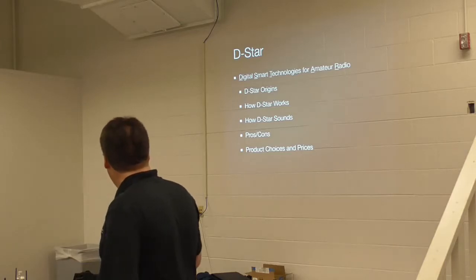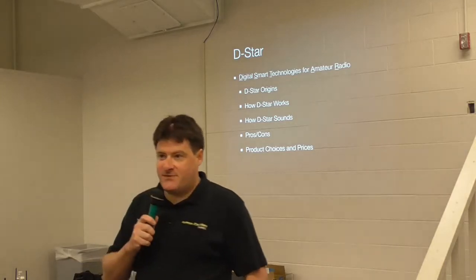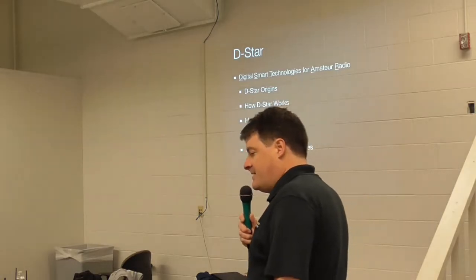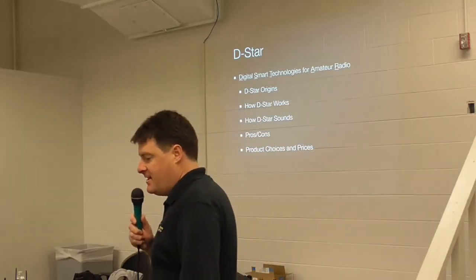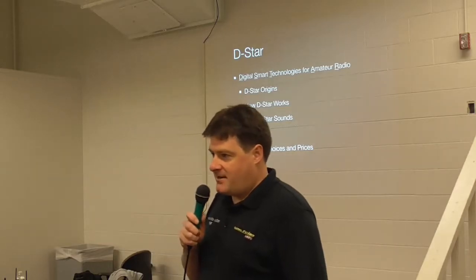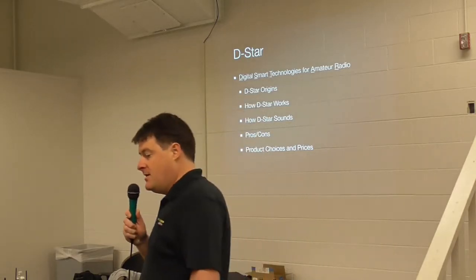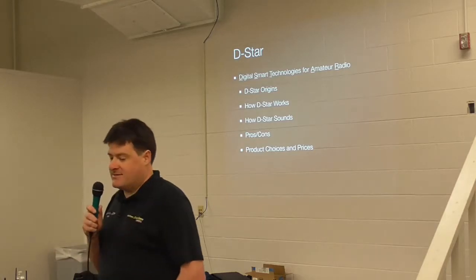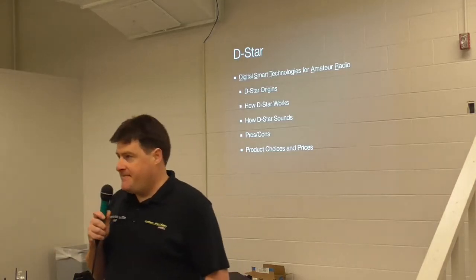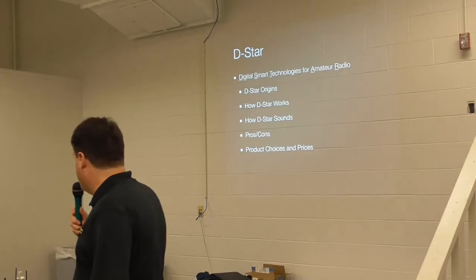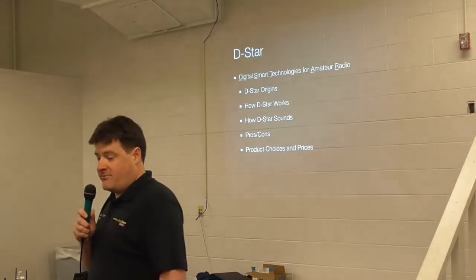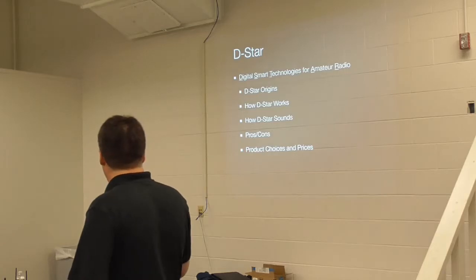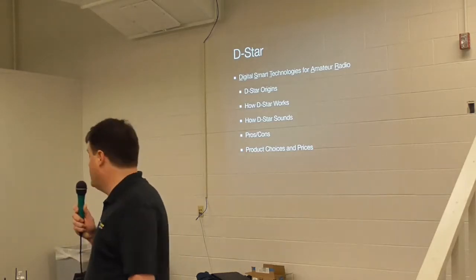D-Star stands for Digital Smart Technologies for Amateur Radio. It was designed by the Japanese Amateur Radio League. I think the government probably had a little bit of involvement too, but essentially the Japanese did this back in 1999, 2000. They came up with the specifications. And again, it was developed for the amateur from the ground up, so we saw call signs and repeaters and that kind of thing in that packet information.